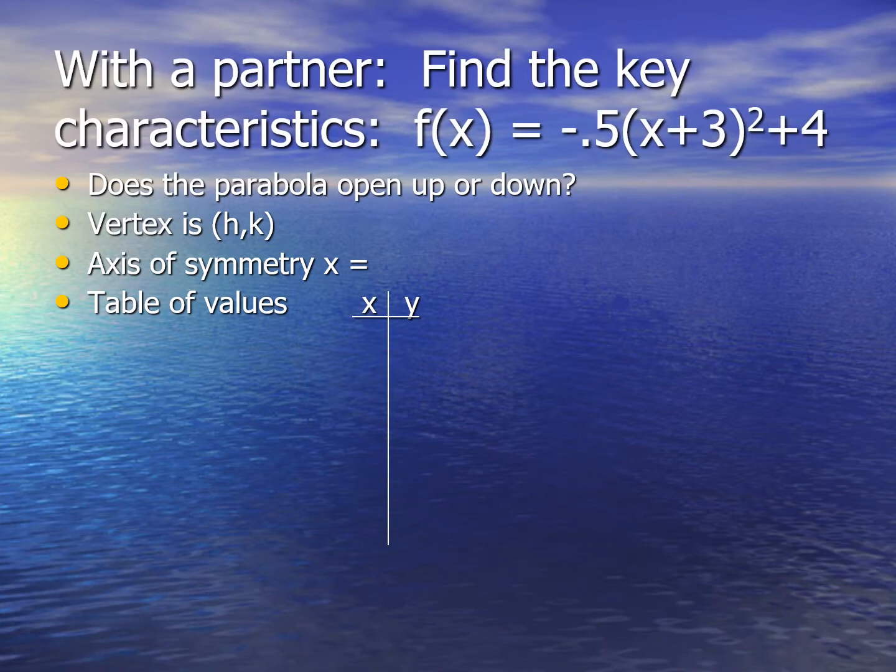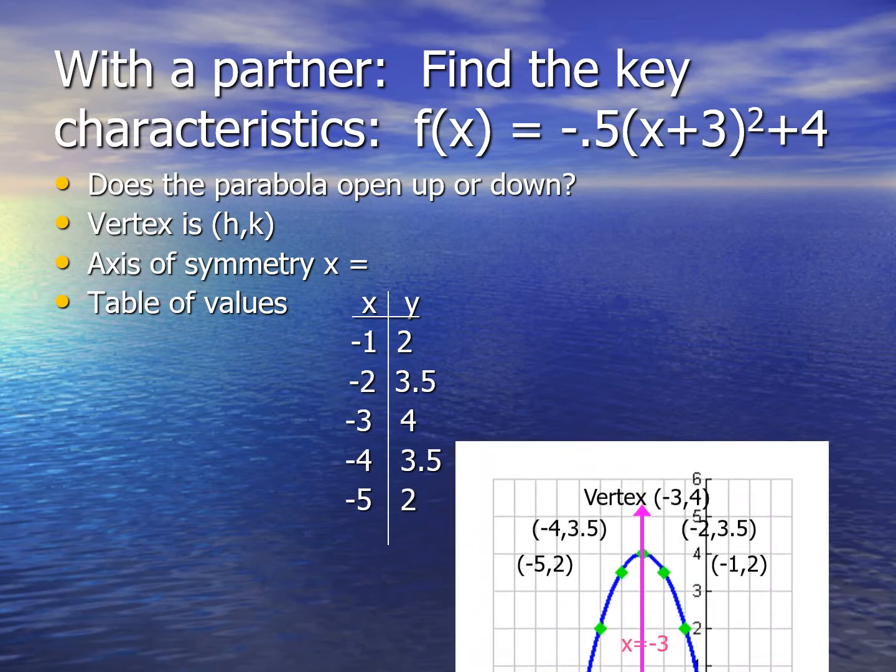So in here, let us have a short activity with a partner. Find the key characteristics. f(x) equals negative 0.5 times (x plus 3) squared plus 4. So we answer the following questions. Does the parabola open up or down? We also need to determine the vertex, the axis of symmetry, and of course, we are going to make the table of values. So from here, if x is equal to negative 1 down to if x is equal to negative 5, we already have.